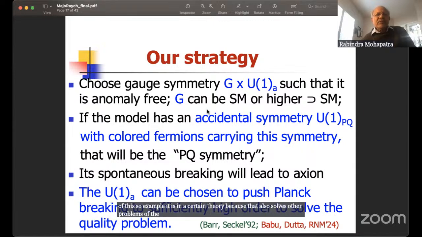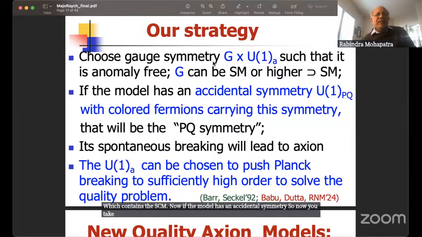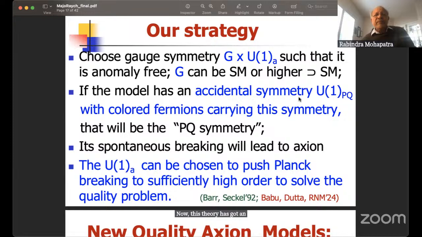Okay. So G therefore can be either the standard model or it can be a higher symmetry which contains the SU(N). Now if the model has an accidental symmetry, so now you take this theory and make it anomaly free, you have quarks in them and you may have more quarks, etc. Now if this theory has got an accidental global symmetry, which is anomalous, that means the colored fermions carry that symmetry, then this can be identified with the PQ symmetry.